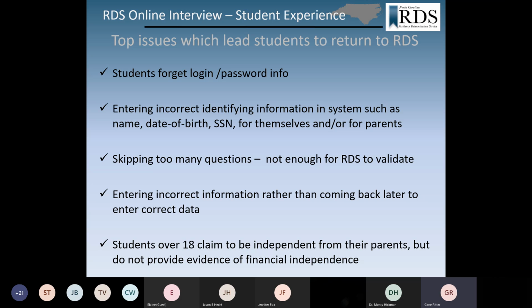Next is skipping too many questions. Either they don't have it in front of them and they just say, well, I told you I live here. I gave my driver's license. That's enough. RDS is not going to validate on one item only. Some of them just make up information. If they're over 18, they want to be independent, they've got to show financial independence if parents are in another state. Again, if parents are here and we can look them up, we'll look them up. Those are the most common by far.